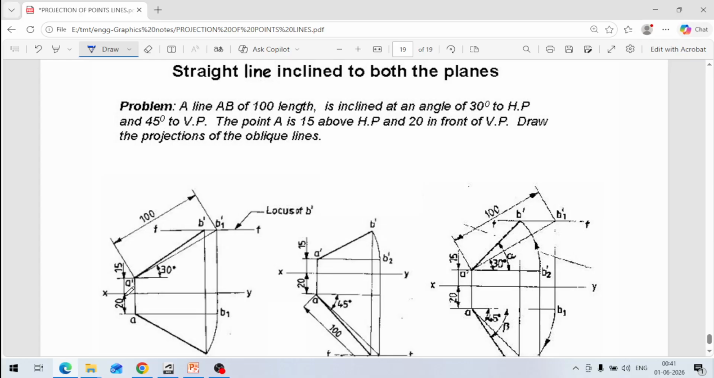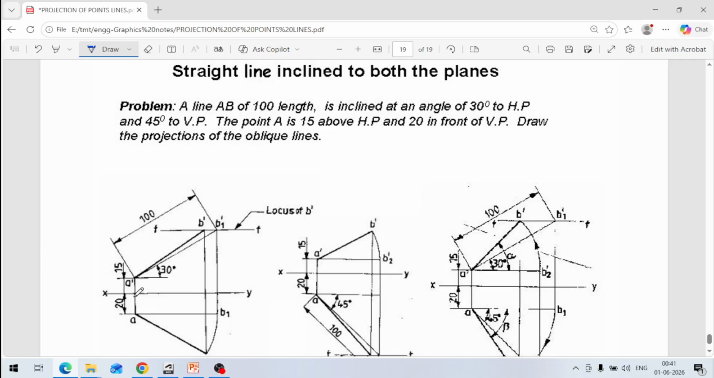This is point A here. This is 15 mm above the XY line. This point A, 15 mm, and below and 20 mm in front of the VP. So 20 mm is like this.